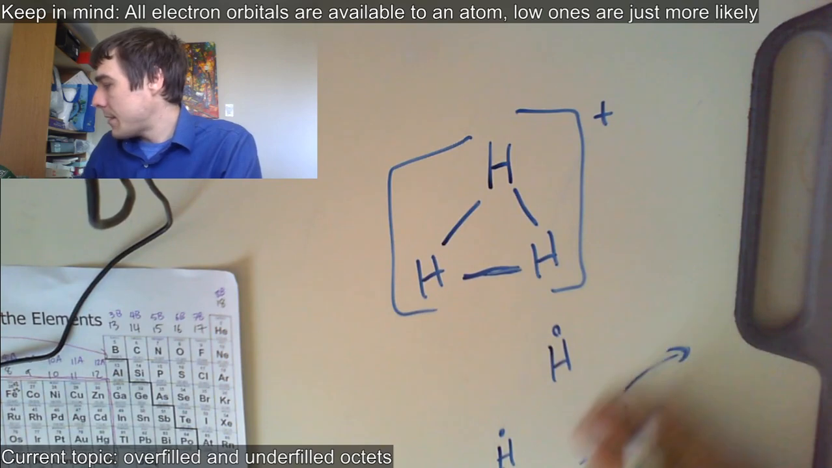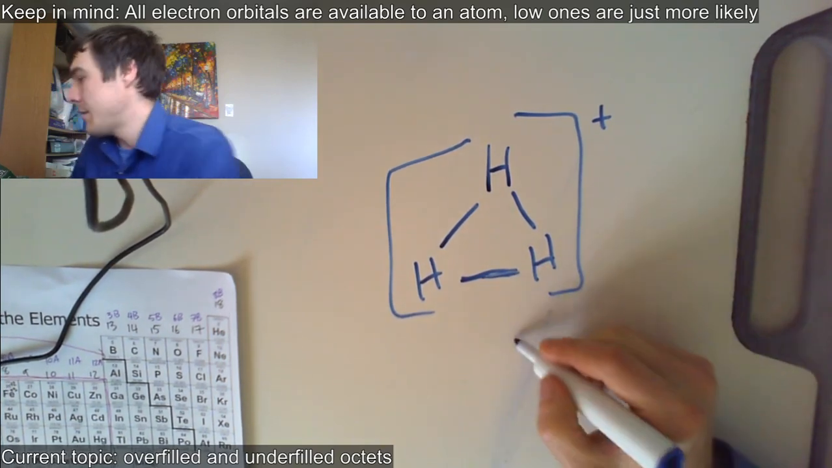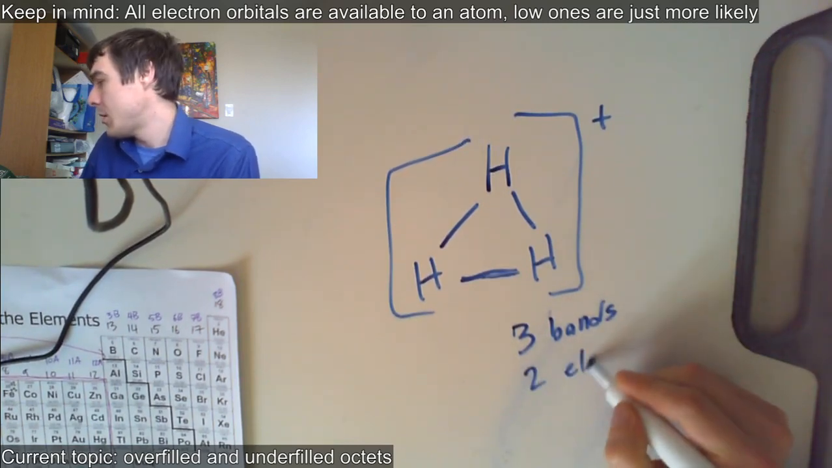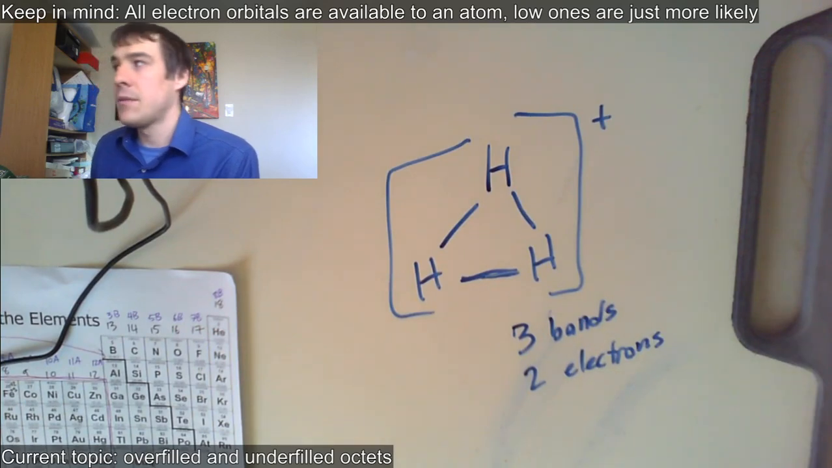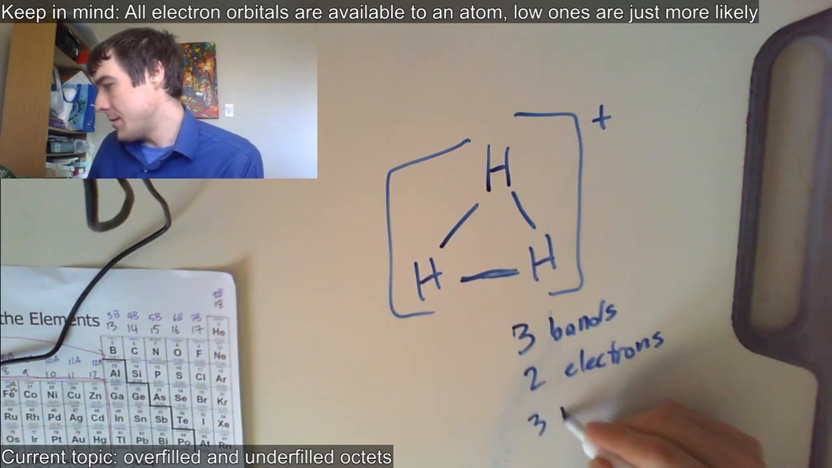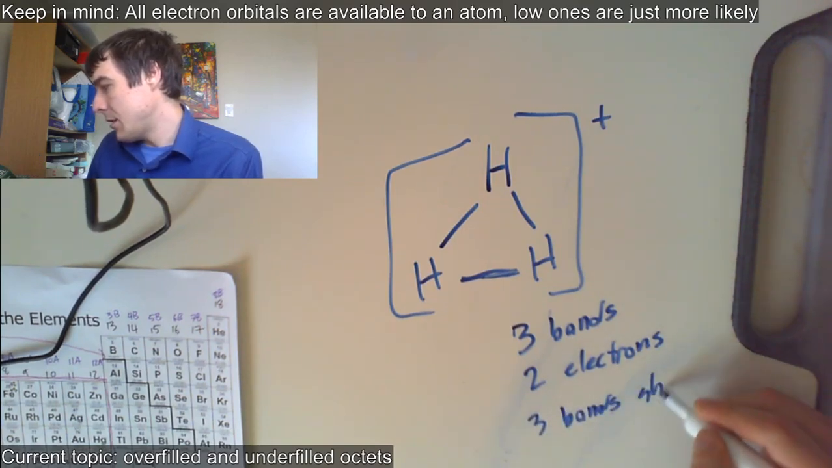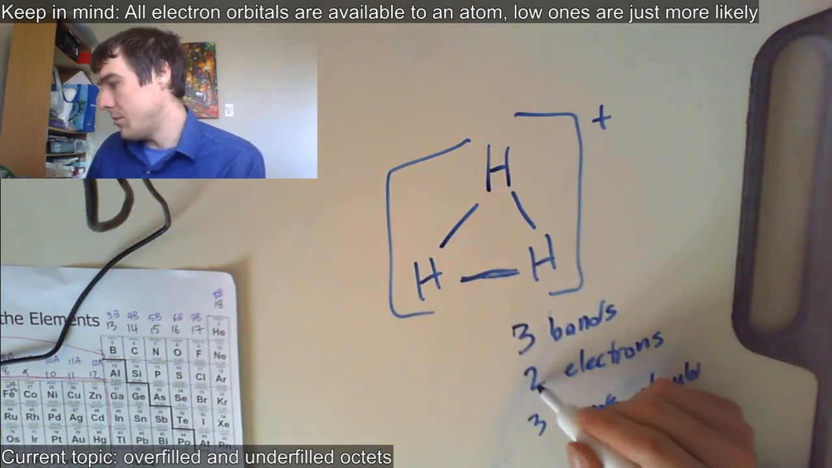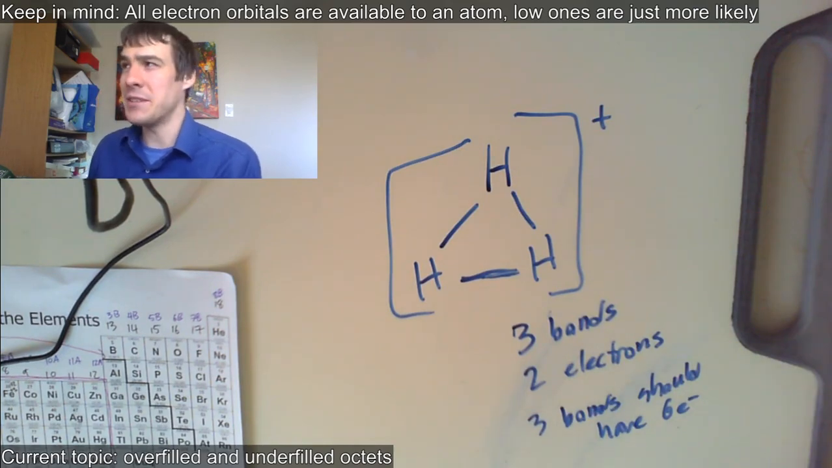So this is a compound that has 3 bonds with 2 electrons. 3 bonds with 2 electrons. So what the heck is going on there? Right? Theoretically, 3 bonds should have 6 electrons, but this thing is doing it with just 2. So this is some like forbidden chemistry. This is some really weird stuff.